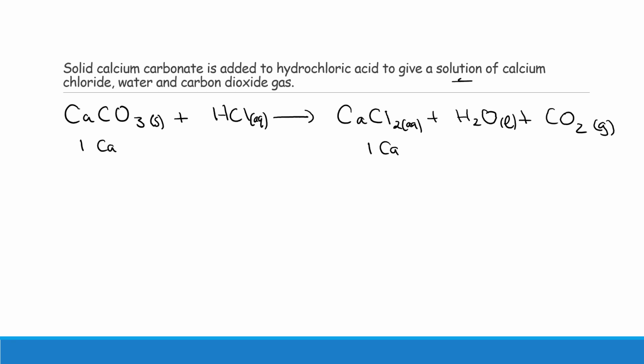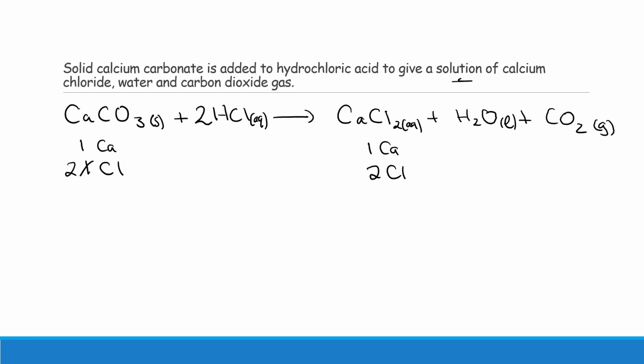Step number 3, balance for non-metals other than carbon, hydrogen, and oxygen. On this side I have 1 chlorine, and on this side I have 2 chlorines. So in order to balance this, I need 2 chlorines on the reactant side. I can't change the formula. I can only put a number in front. So now you can see I've got 2 hydrogens and 2 chlorines. So chlorine is now balanced.